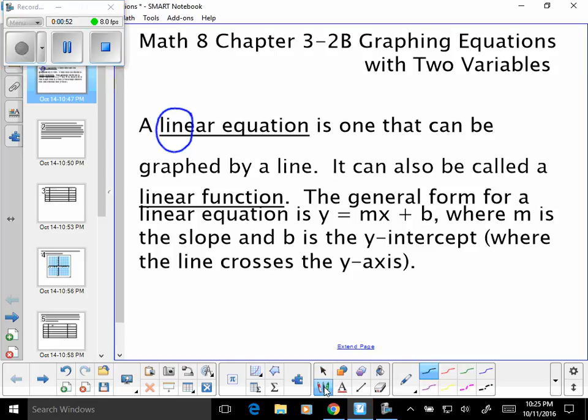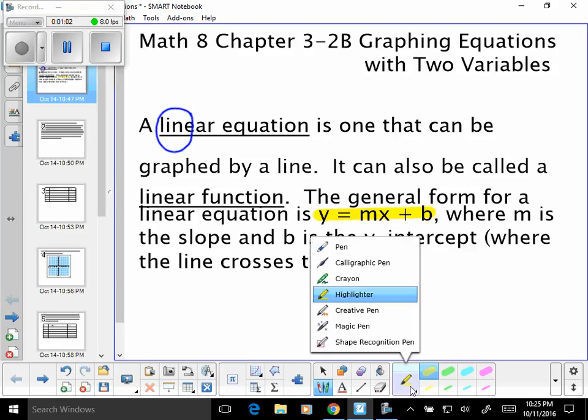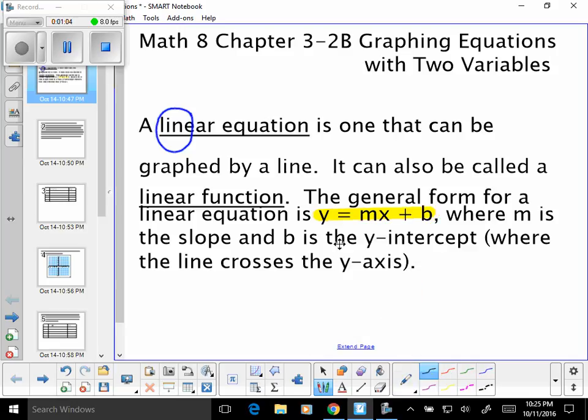Now, in all honesty, if you have a highlighter handy, this equation right here is of major importance to memorize because we are going to come back to that equation time after time after time. So y equals mx plus b, m is the slope, b is the y-intercept. This is called the slope-intercept equation for a line.